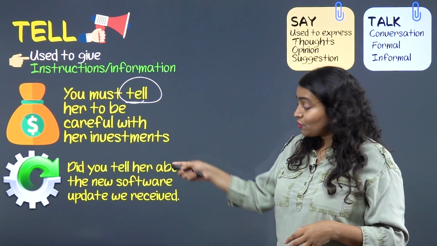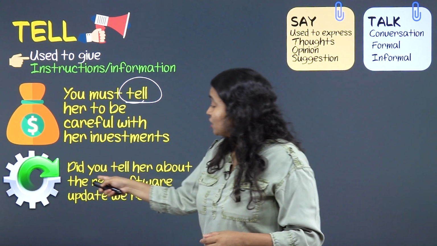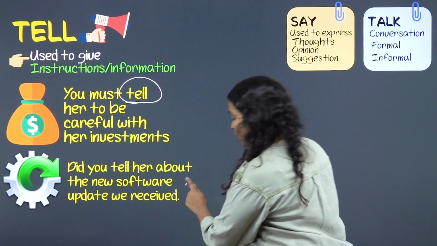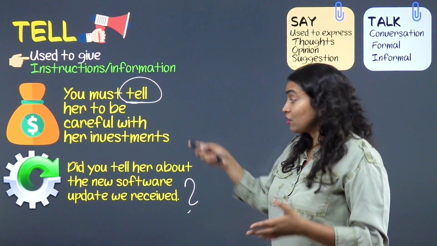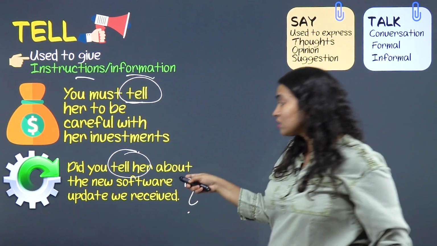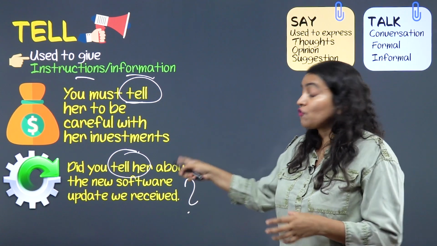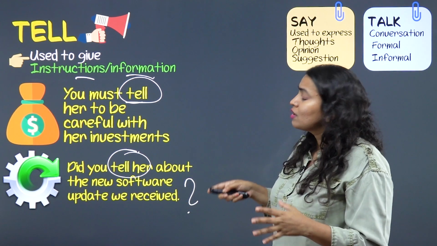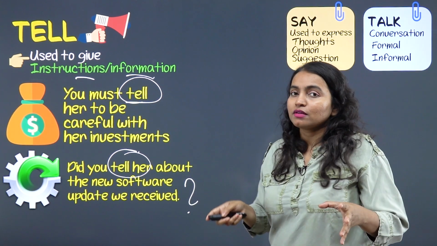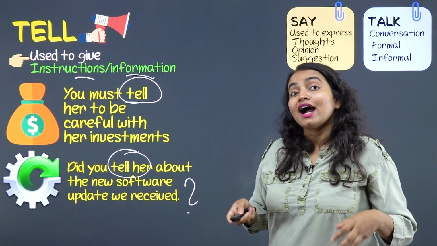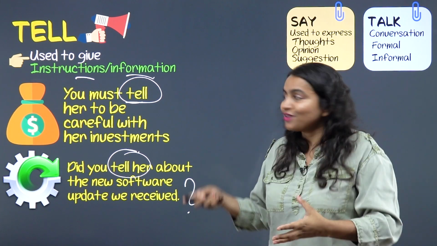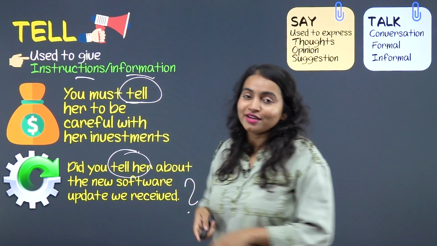You can also use another example by saying, did you tell her about the new software update we received? This is actually a question mark, okay? So it's a question. Did you tell her, meaning did you inform her? Did you instruct her about the new software information, the software update that we received? Now over here, you cannot say you must say her. You know, a lot of people use sentences like, I said her. No, you told her to do something. You did not say her. You just told her to do something. You gave her instructions or information.